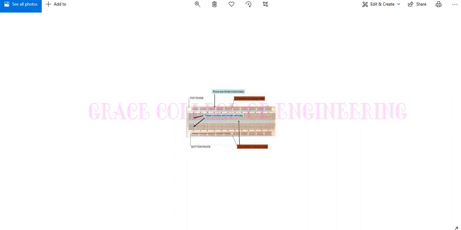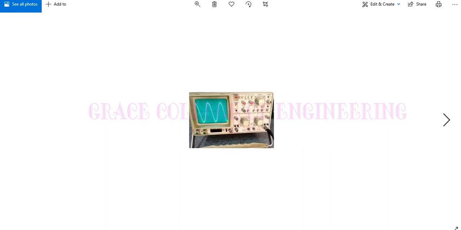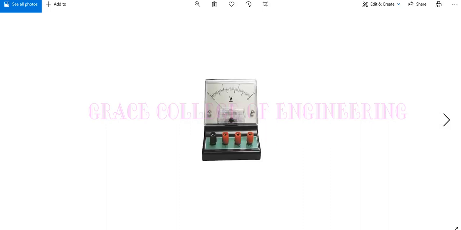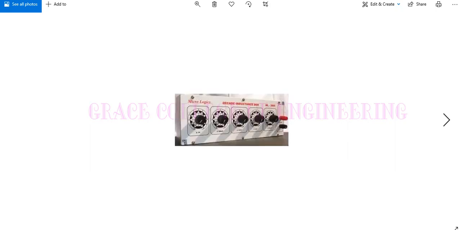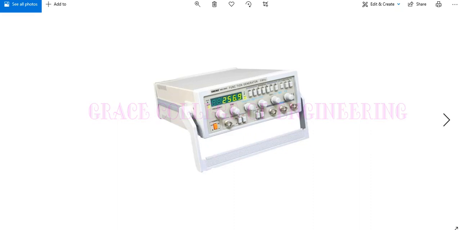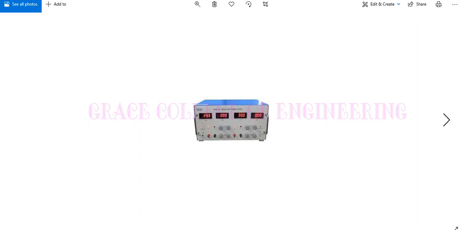This is the breadboard connection diagram, and this is the probe for using it in the function generator and CRO. This is the CRO diagram, and this is the DC voltmeter, and this is the decade inductance box, and this is also the decade inductance box, and this is the function generator diagram. This is the decade resistance box, and this is the dual RPS, that is regulated power supply.